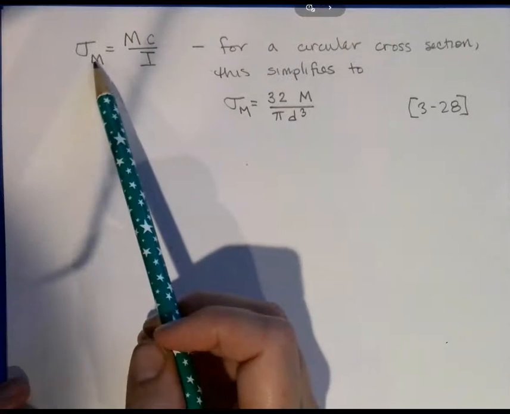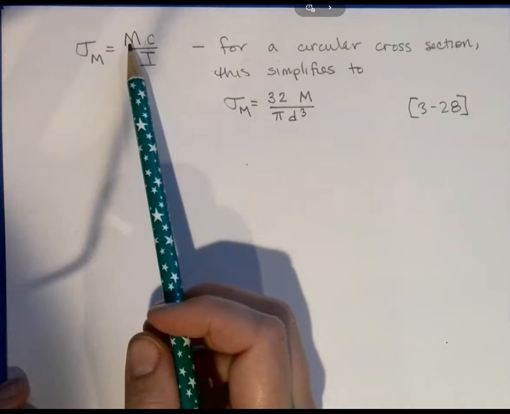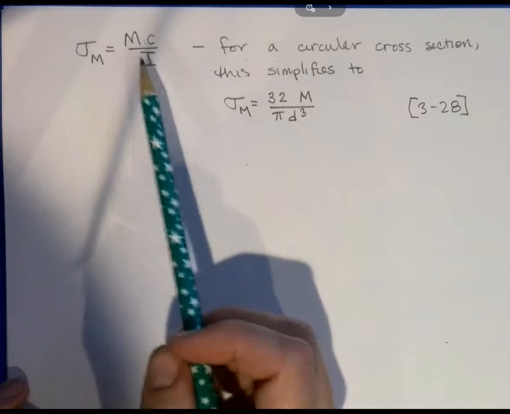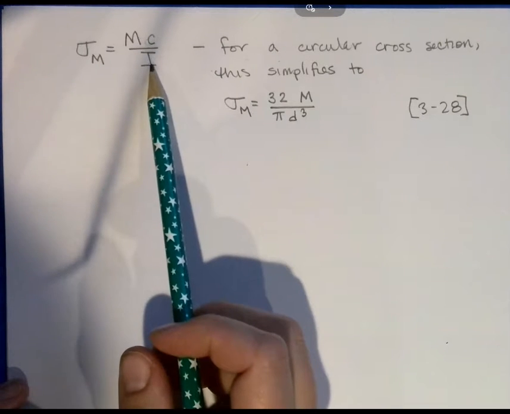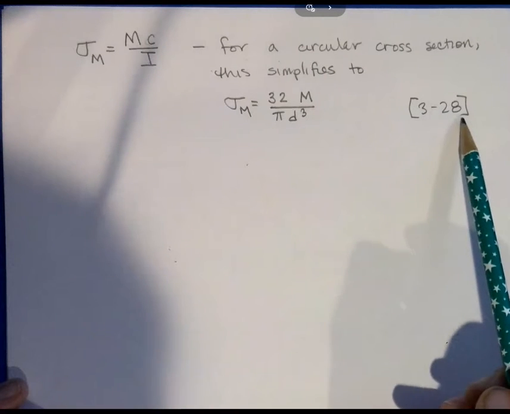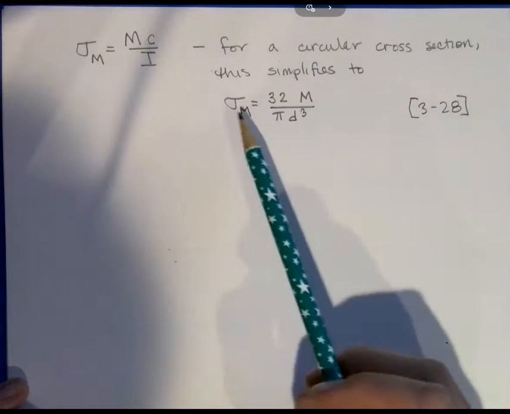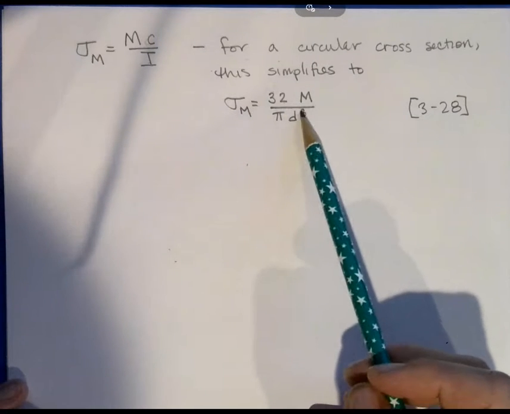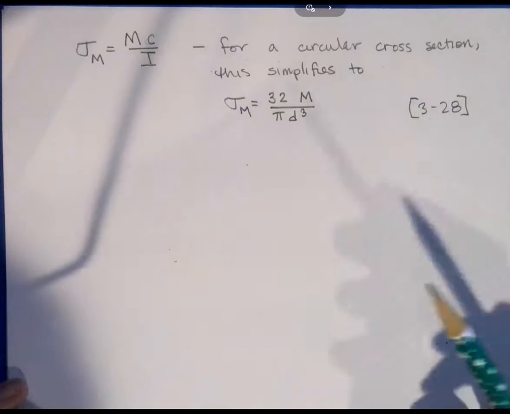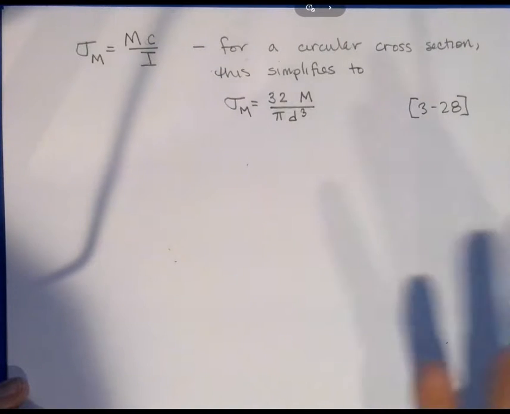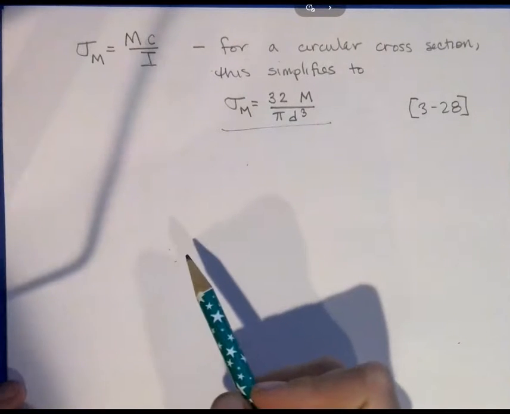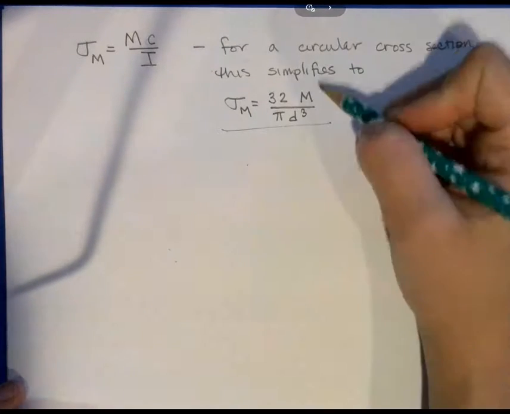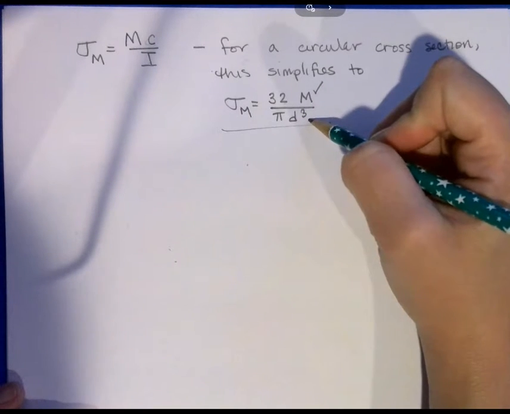So now for bending, when we know the magnitude of moment at a point of interest, we can define bending stress for that point as the magnitude of the bending moment times c over the area moment of inertia. However, if you look in the book, equation 3-28 reduces this expression to 32M over pi d cubed for a circular cross-section. And that's just a function of the definition of c and I for a circular cross-section. And so now we have an expression for bending stress in terms of moment, which we know, and diameter of the shaft, which we know.